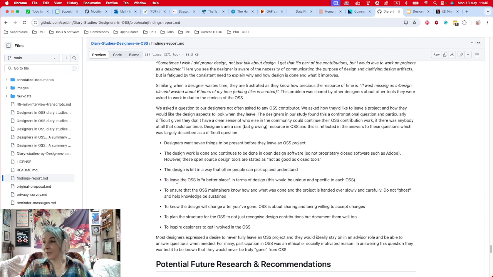They also want design to be left in a way that can be picked up, and in a better place than it was before, to ensure that the maintainers know what has been done on the design side of things, and that it's handed over slowly and carefully, essentially just not ghosting a project.